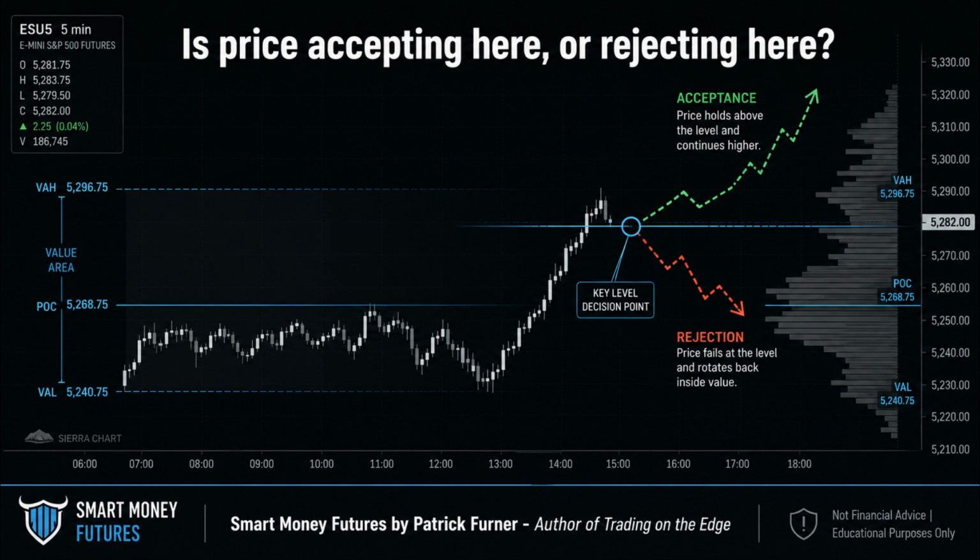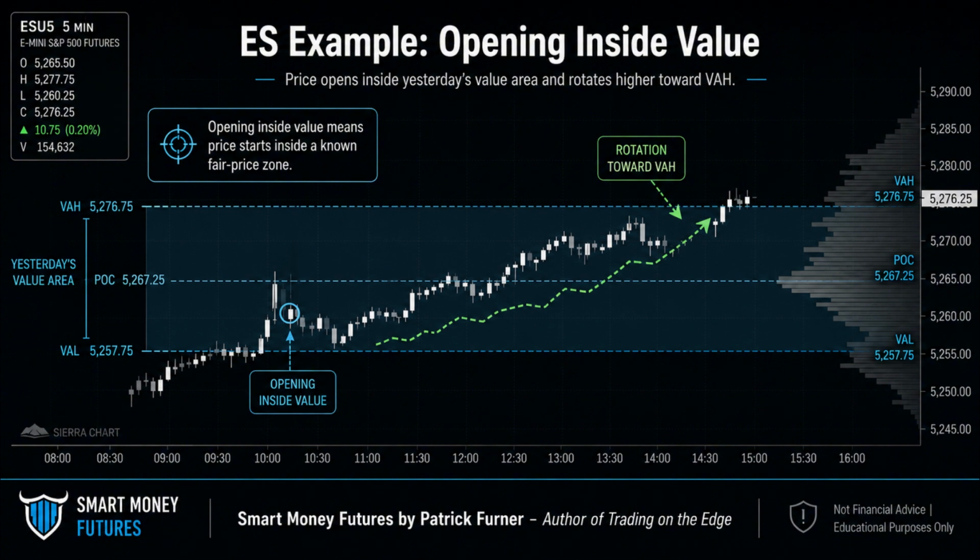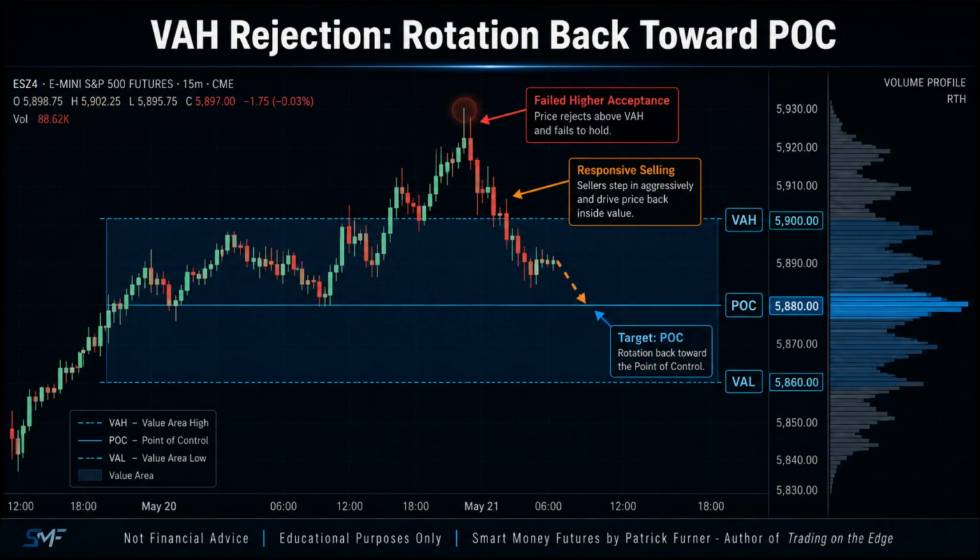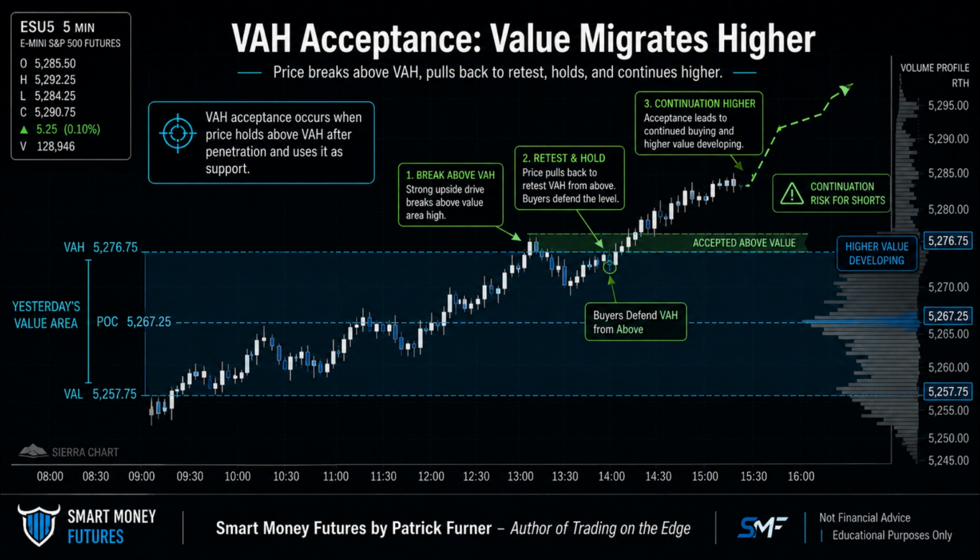For example, on ES, imagine price opens inside yesterday's value area. That tells you the market is starting inside a known fair price zone. If price rotates up to value area high and fails to accept above it, the market may rotate back toward POC. Why is that? Because buyers tested higher prices and failed. The auction rejected higher value. But if price moves above VAH and starts holding there, that is completely different. Now the market is accepting higher prices. Value may be migrating upward. Shorting just because price touched VAH would mean you are trading the line, not the auction.